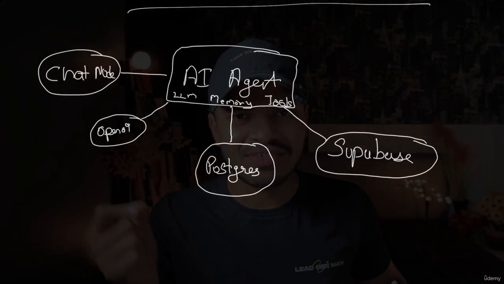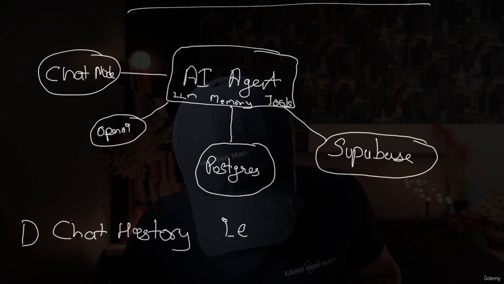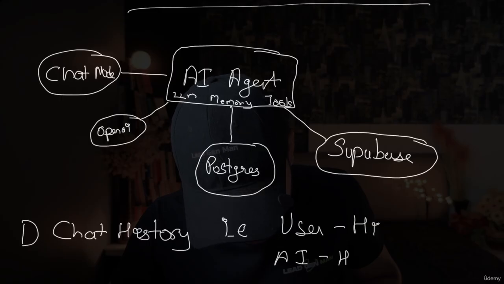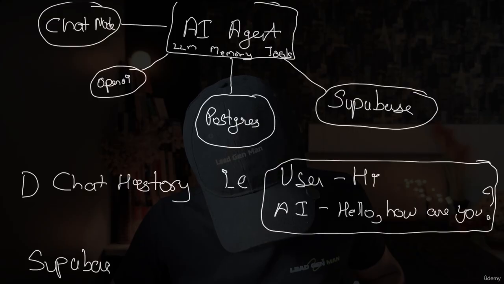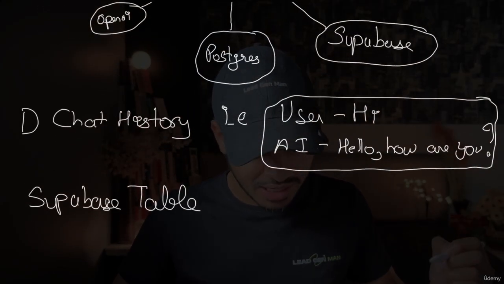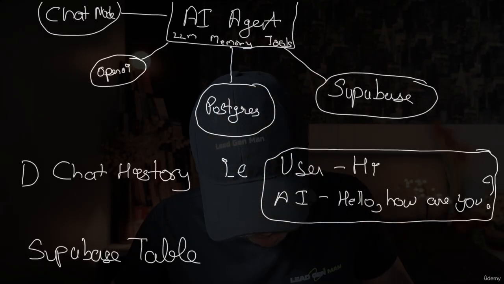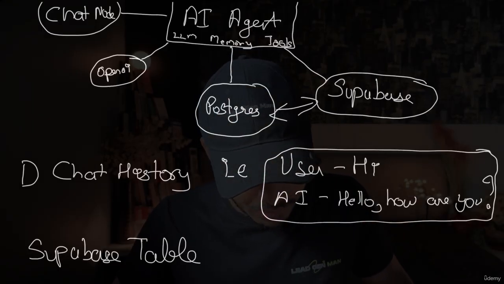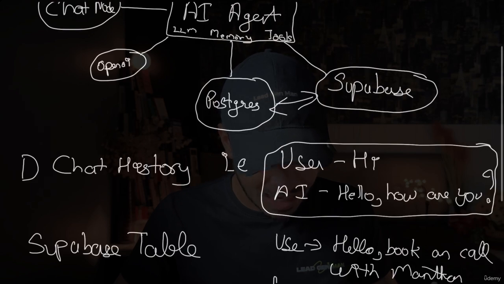So to answer the question of why we are using both of them: first of all, let's say we are storing our chat history. For example, if I say hi, the user will say hi, the AI will say, hello, how can I help you? So both of these chat histories will be stored in our Supabase table. So this is one example of chat history. Now, if we want to feed this chat history back to our AI agent, we are going to connect both of them with each other so that Postgres chat memory can send this information from our Supabase table back to our AI agent. So this is just one use case of using Supabase and Postgres.